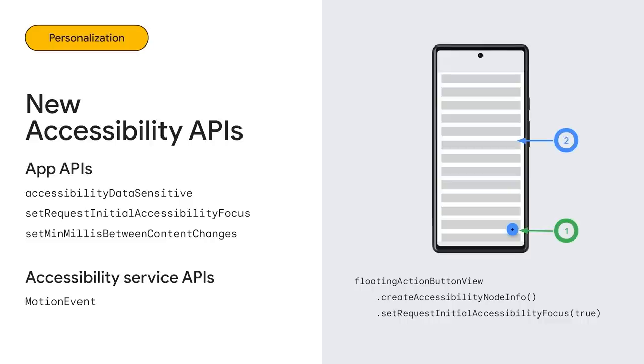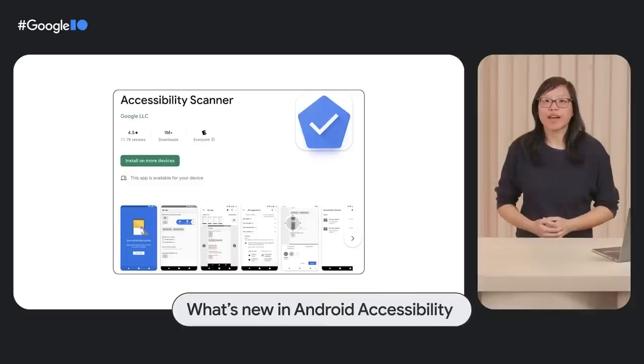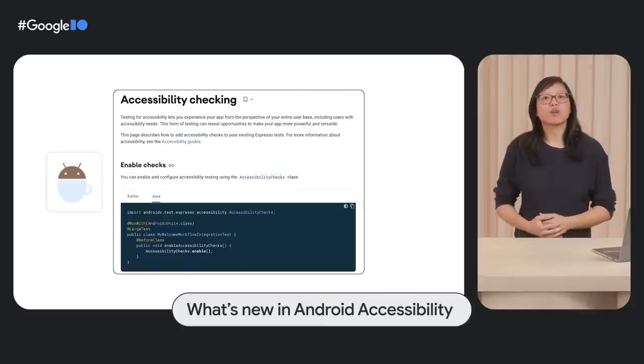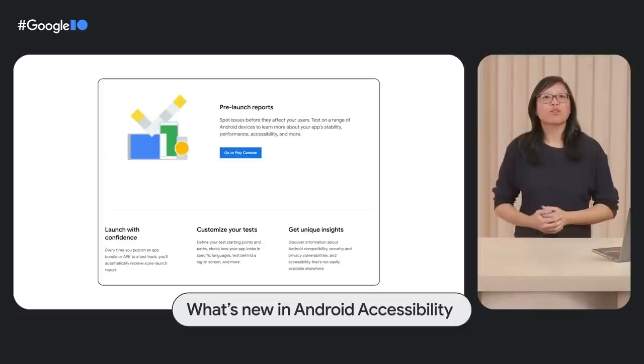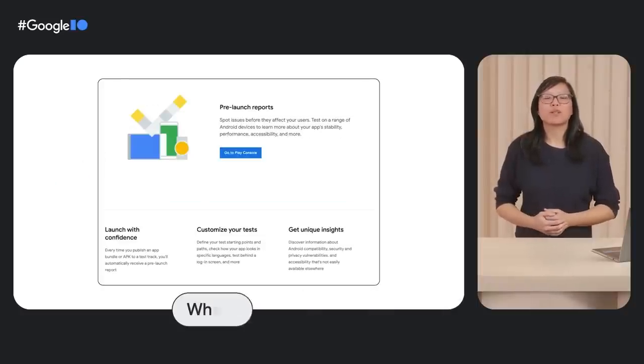There are a host of new accessibility APIs being introduced in Android 14, helping protect users and improve talkback, including APIs that limit visibility of sensitive data to accessibility services, allow UI elements in the app to request accessibility focus when a window first appears, and allow UI elements to specify the frequency of talkback announcements. This can be useful for an element that frequently updates, such as a timer or a video progress bar. What's new in Android accessibility goes into a lot more details on the changes coming in Android 14, such as the new visual lint tool to help you identify potential accessibility issues in your app.